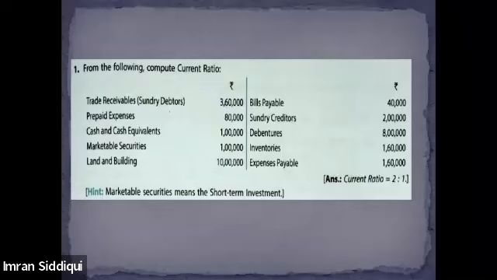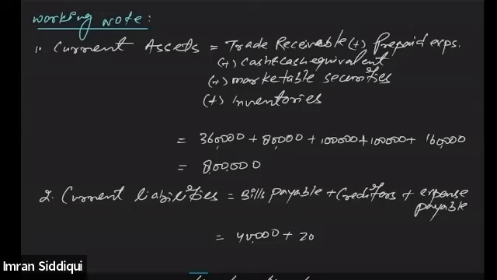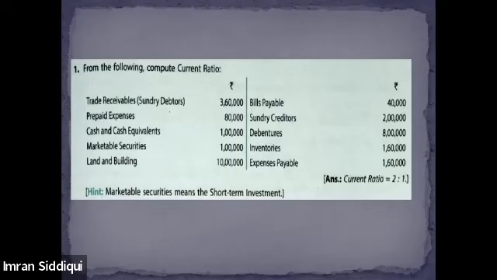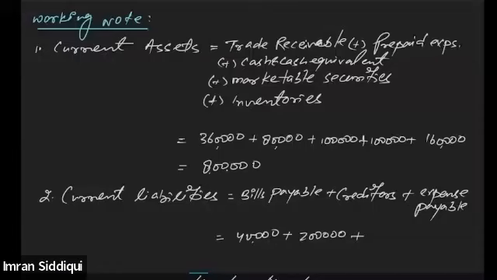Adding all these values, bills payable 40,000 plus sundry creditors 2,40,000 plus expenses 1,60,000. Adding all of these, you'll get 4,40,000. This is not 4 lakh, this is 40,000. 2,40,000 plus 1,60,000 will be 4 lakh.